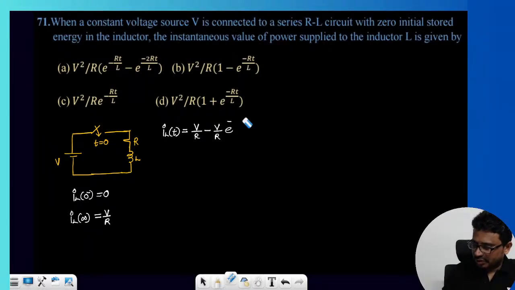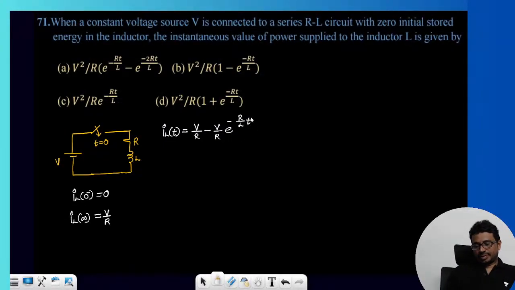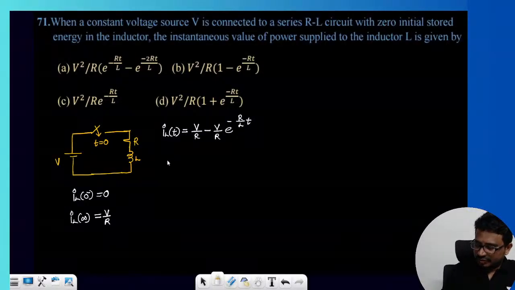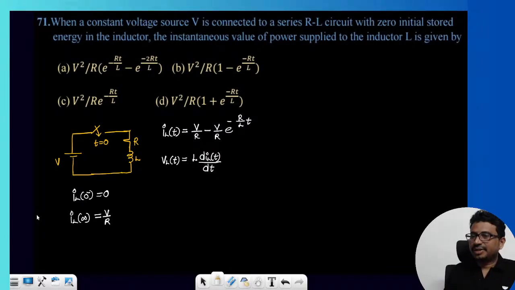Tau is equal to what? L by R. So this becomes e power minus R by L into t. This is the current. So from this we can get the voltage. What is VL of t? V equals L into di by dt.